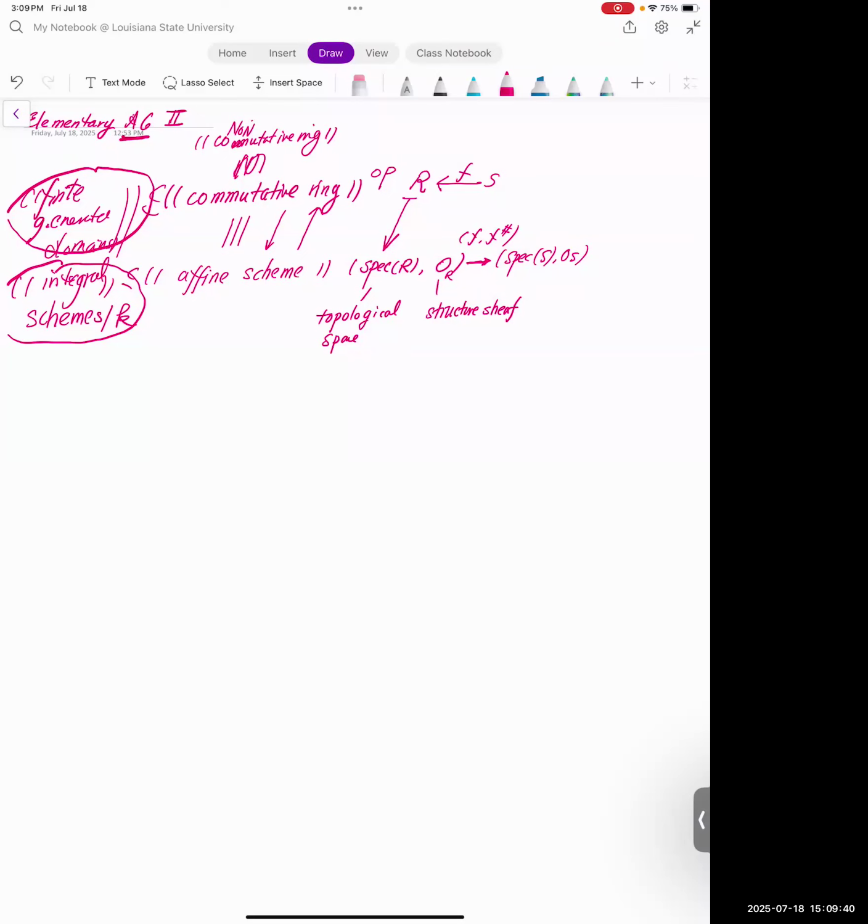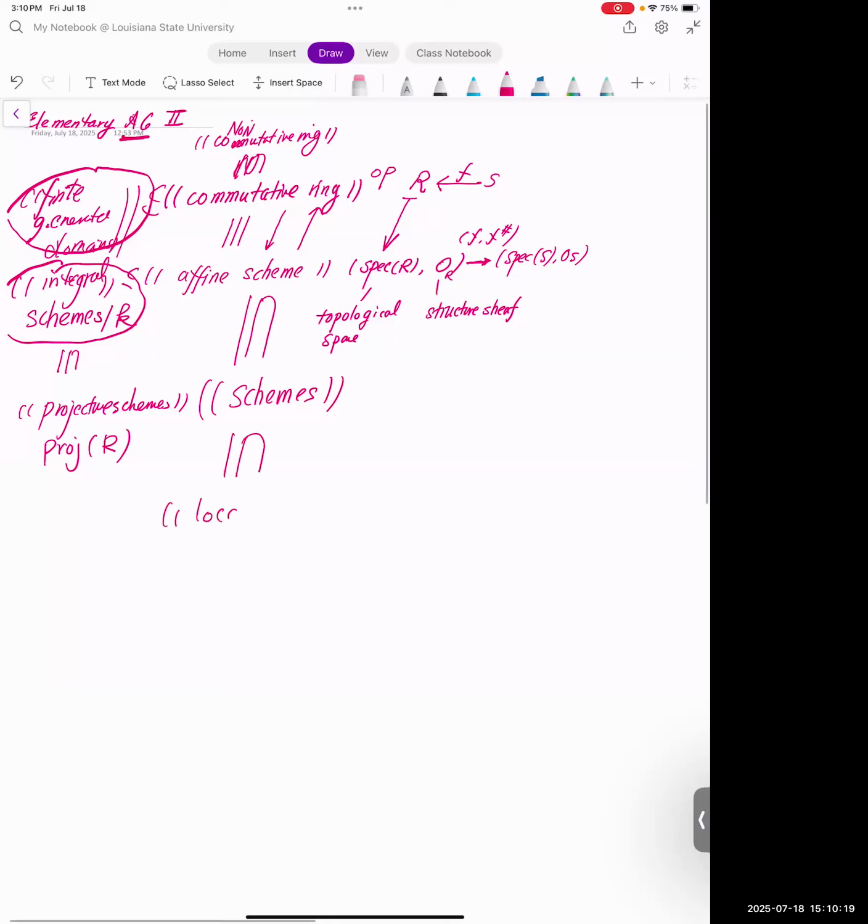But on this side, you're not only having finitely generated domains, sometimes you have a more general case called a projective scheme. It comes from a graded commutative ring, and we call it the Proj R construction. And in the classical sense, it is a projective variety. And so we can further enlarge this category into the so-called category of schemes. And this is all at the level of locally ringed spaces.